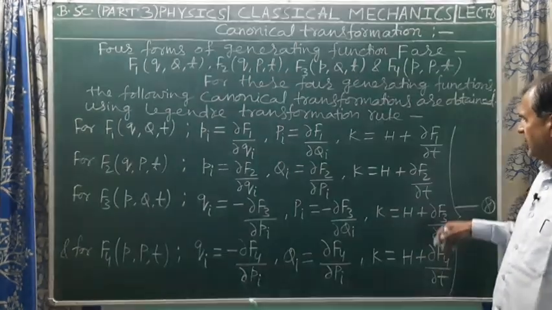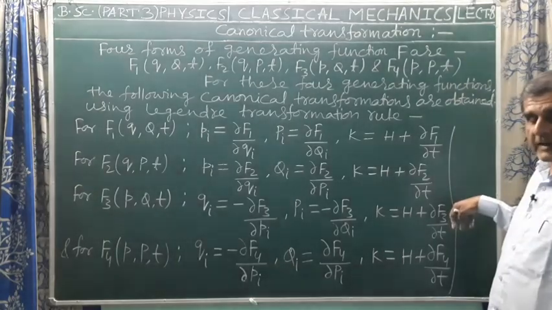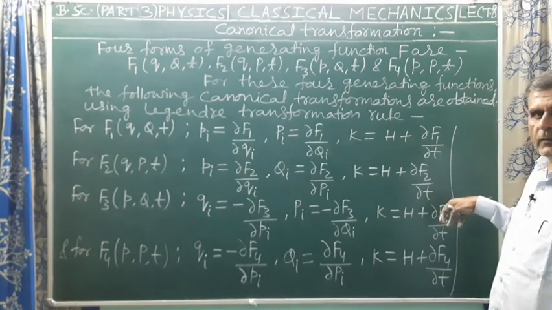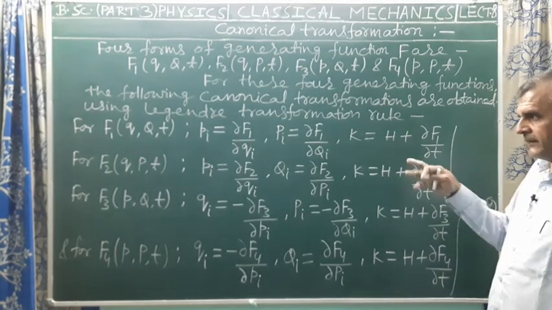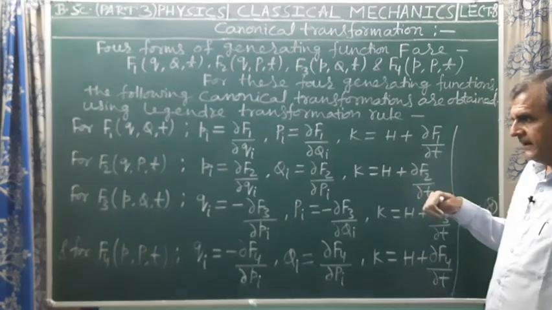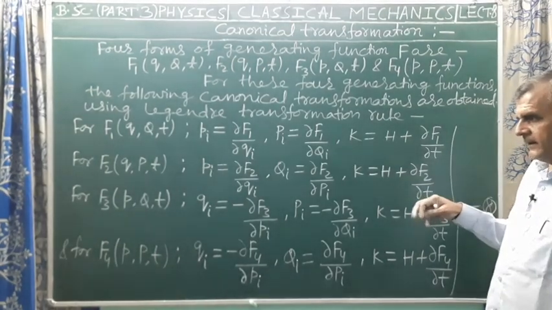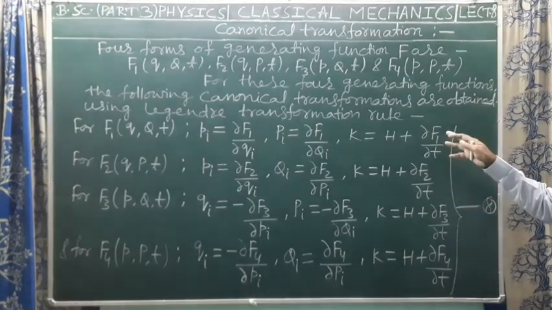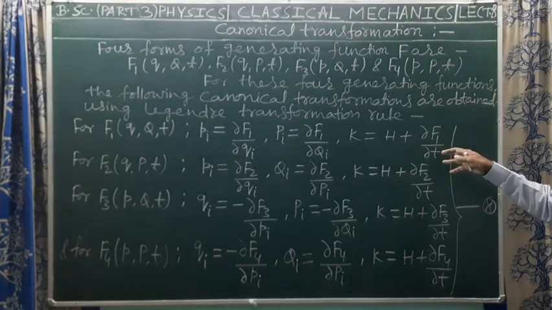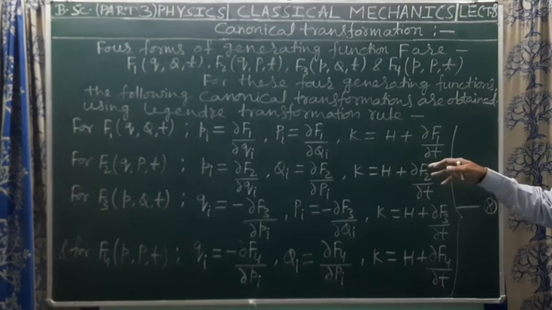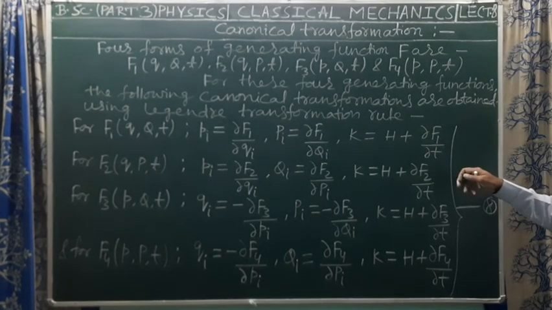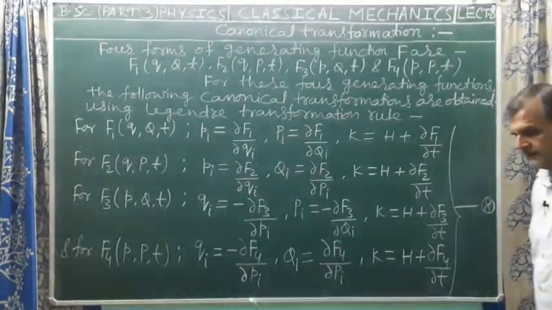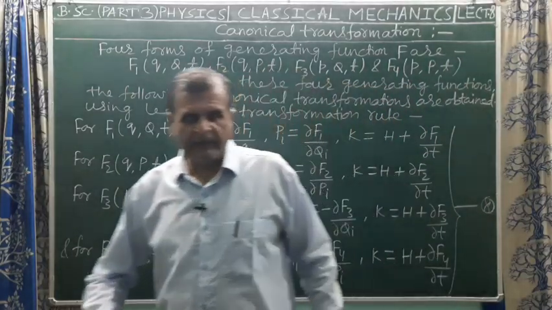Suppose these four sets of canonical transformation equations for all four generating functions, capital F1, capital F2, capital F3, and capital F4, are represented by, say, equation number 8, and it is the last equation. Now this video is completed.